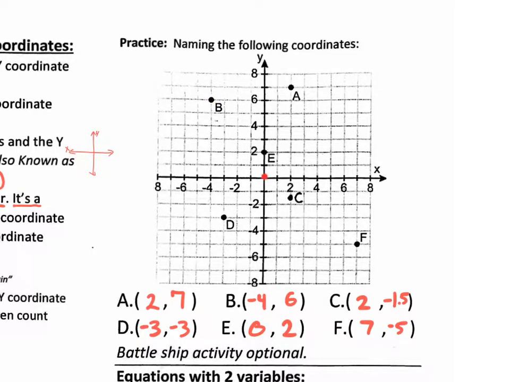To get to point C from the origin, you're going to go 2 on the X, -1, -2 is too much. So -1.5. So +2, -1.5 is the coordinate, the location of point C. The location of point D from the origin is -3, -3. The location of point E from the origin is 0 on the X and 2 on the Y. So that's 0, 2 for point E. F is 7, -5. 7 on the X, -5 on the Y. That is the location of point F.